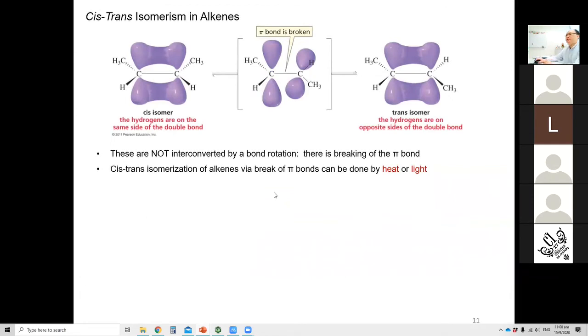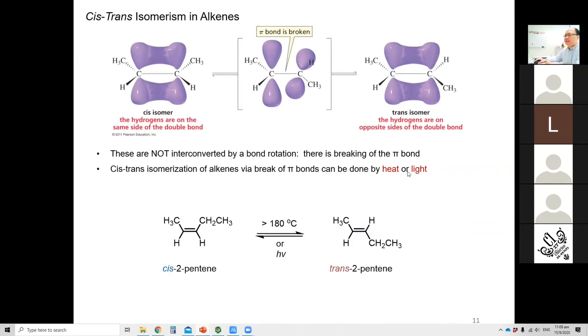So to break the pi bond, we need a huge amount of energy. It can be done under several conditions. One is by heating, the other is by light. The huge energy barrier can be overcome by heating the molecule at high temperature. By heating the molecule, you increase the collisions between molecules, so the energy it gets is much higher than at lower temperature. And once it gets very high energy, it has the energy to break the pi bond and rotate.